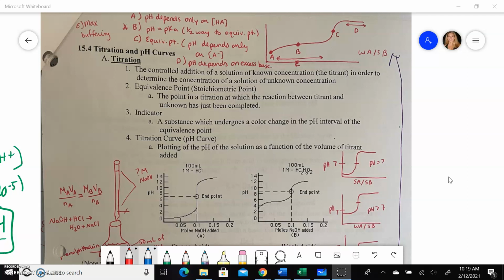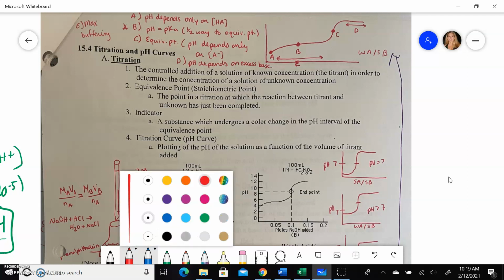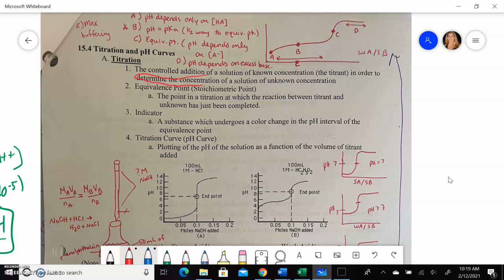So a couple of things. You need to know that it's a lab procedure and that the point is to determine a concentration right here. There's some vocab that goes along with this. The equivalence point is the point in the titration where the reaction is completed. So it means that you have run out of something. So maybe you ran out of the H plus or you ran out of the base, or the mole ratio is now the same, but it's when the reaction stops.